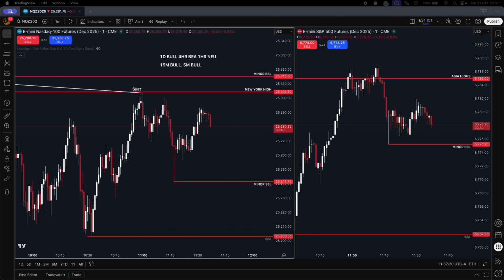With that displacement lower, ES just took a point of minor sell side. So essentially meeting one of the objectives as well.